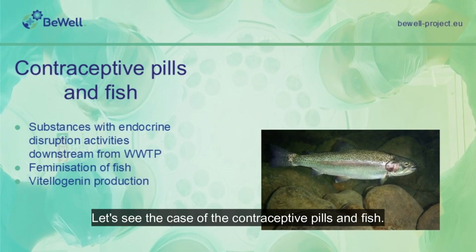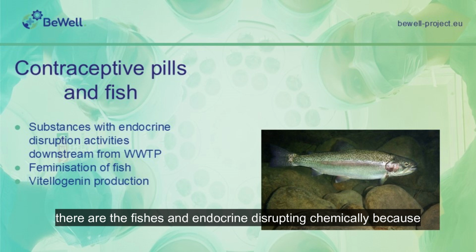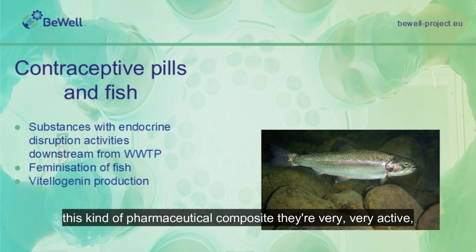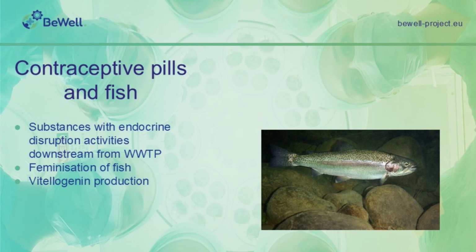Let's see the case of the contraceptive pills and fish. We've seen that there are wastewater treatment plants. They release the effluent in the river, and so, in the river, there are the fish and endocrine disrupting chemicals, because this kind of pharmaceutical compound is very, very active, not only for human beings, but also for fish, and they generate the feminization of fish.